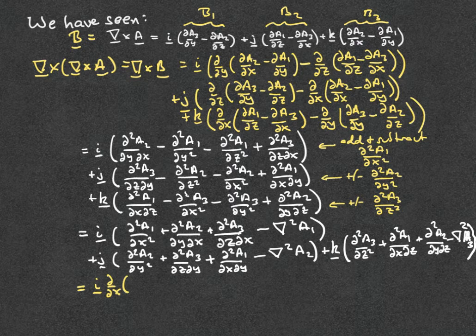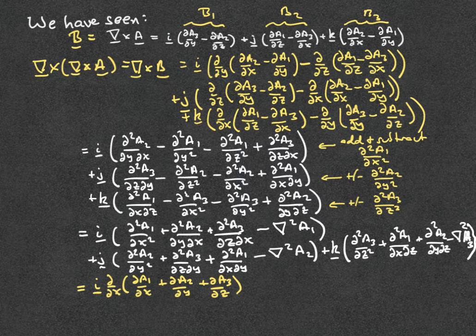So that is, I'll just write it out very explicitly, it's dA1 dx plus dA2 dy plus dA3 dz. Oh, that we recognize, I hope. That is the divergence of A.